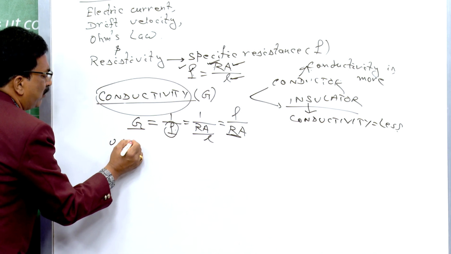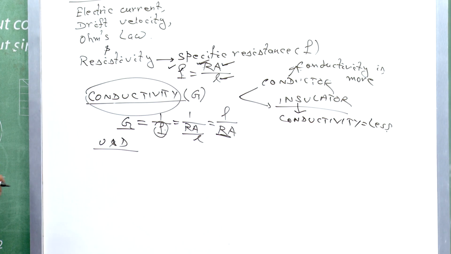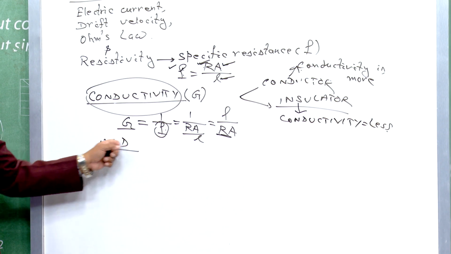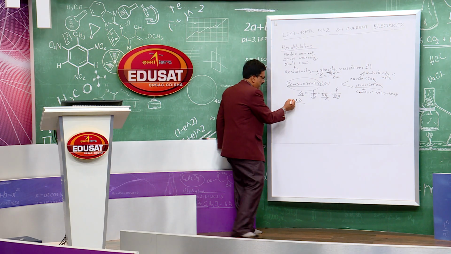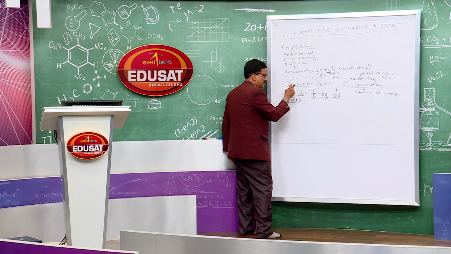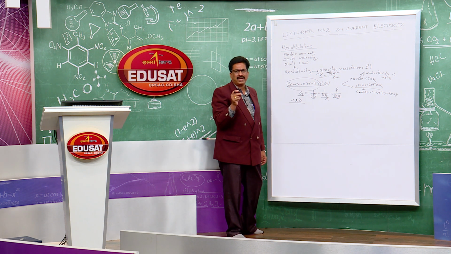Then comes unit and the dimension. I am writing it U and D, unit and the dimension. So what is the unit? As per my last class, I said that the unit of any physical quantity purely depends upon its mathematical expression.